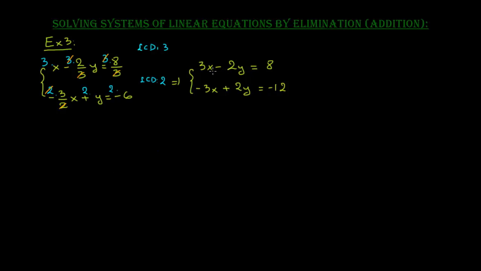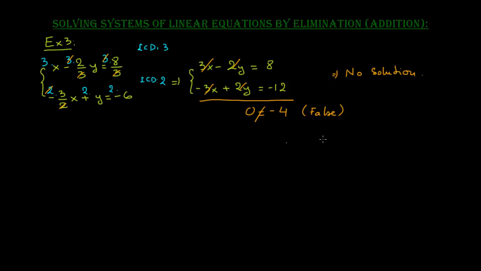So my next step is to eliminate either x or y. As you see, on the x term we have +3, -3. On the y we have -2, +2. So when we add them together, they both will cancel out. That gives me 0 equal to 8 minus 12, which is -4, and that is a false statement because 0 is not equal to -4. Then my answer for this system of equations is no solution because it's a false statement.